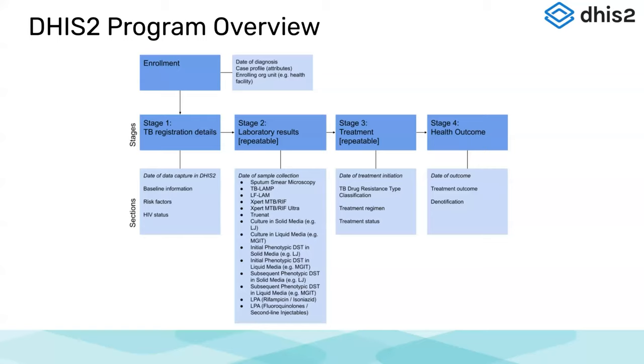Then comes the treatment stage, where the drug resistant classification is recorded and the treatment regimen and status are captured. And stage four is the health outcome, where we register the outcome of the treatment, or the notification in case the case is not a TB case.